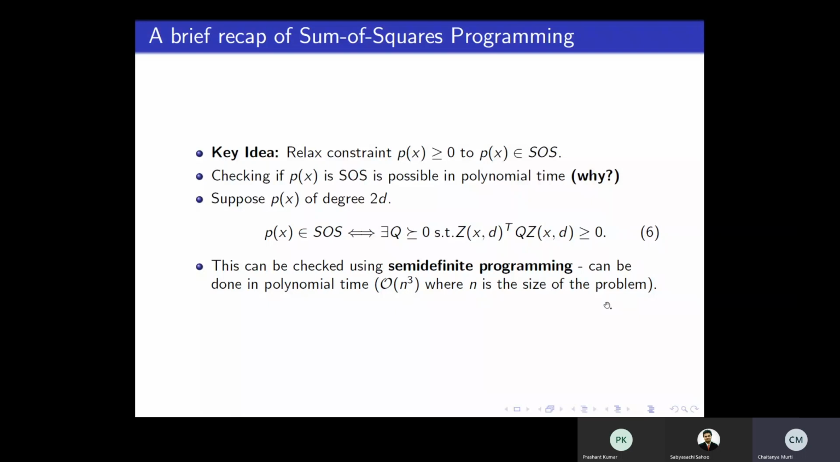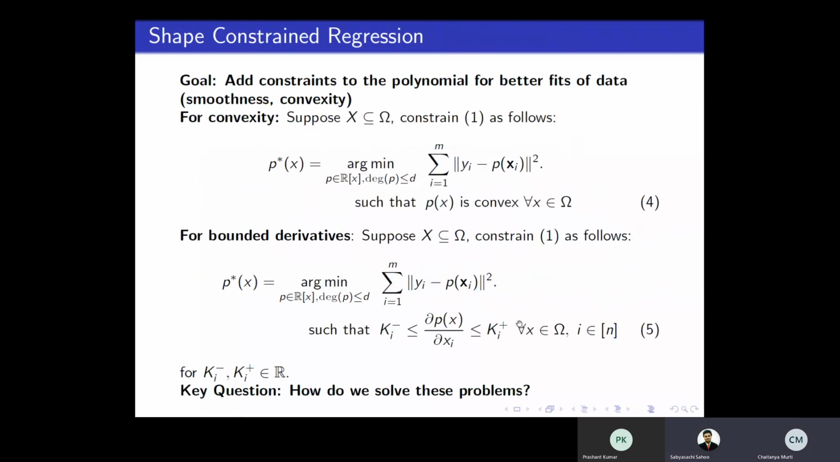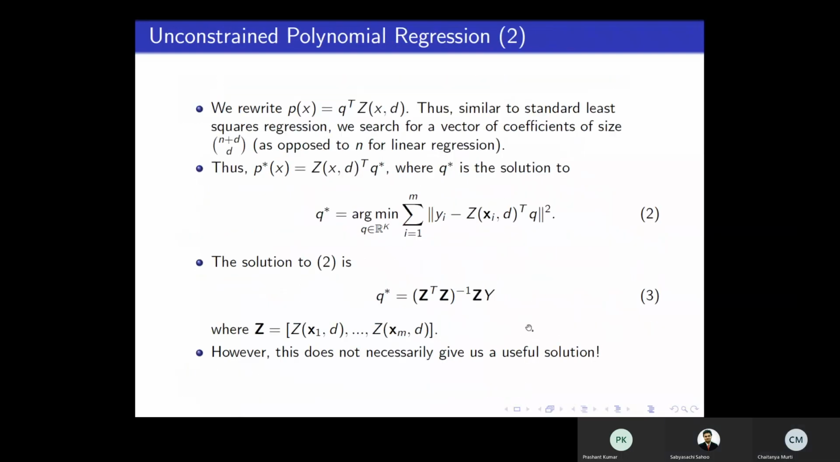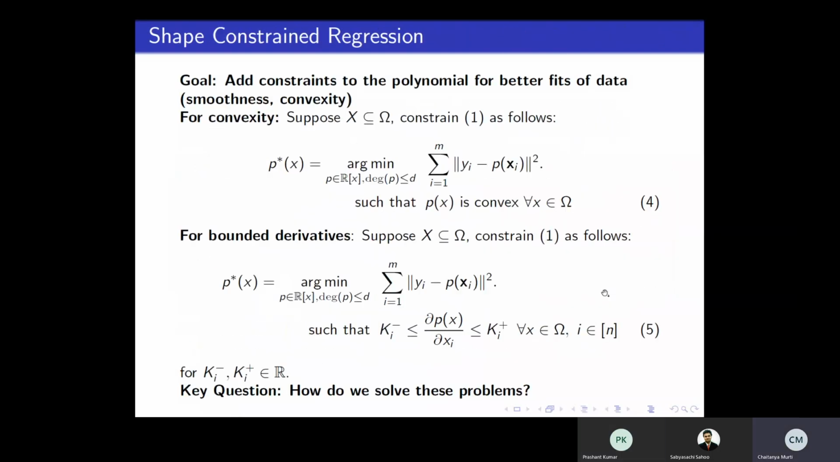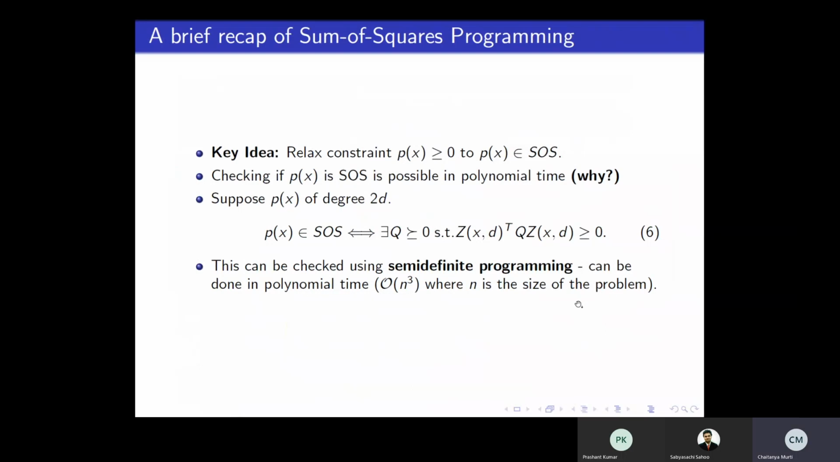So this is now a convex problem. These constraints are convex. Interior point algorithms solve this problem in O of n cubed, where n is the number of variables. So this actually is not n in terms of the size of x, but n in terms of this value k over here, n plus d choose d. Okay, so that's basically the trick that we're going to employ over here.